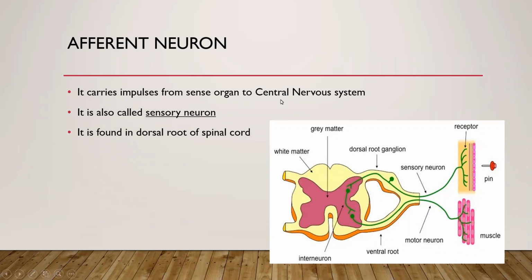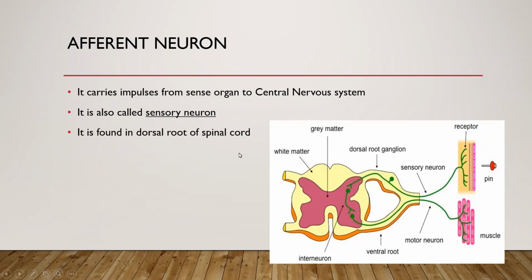It carries impulse from the sense organ. Let us consider this is your skin. If I prick a pin to the skin, you feel pain. So the pain impulse is carried by the sensory neuron. So the sensory neuron is also called the afferent neuron. What does this sensory neuron do? It carries the pain impulse, that is the message of pain, from the sensory structure, here the skin, and the pain message is given to the brain, that is the central nervous system. So it is also called a sensory neuron.